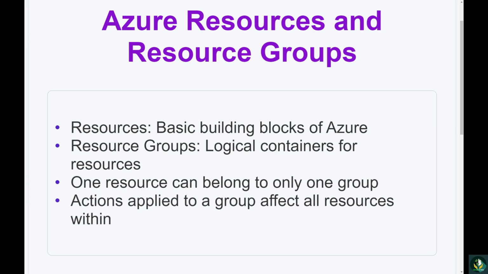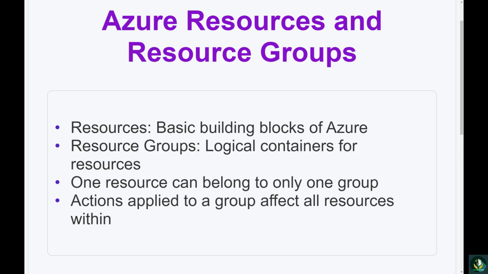Each resource you create in Azure represents a specific instance of a service or application component. Resource groups, on the other hand, are logical containers used to organize and manage related resources. They serve as a fundamental unit of management in Azure, offering several key benefits. Organizational structure. Resource groups allow you to logically organize your resources based on projects, applications, environments like development, testing, or production, or any other criteria that makes sense for your organization.